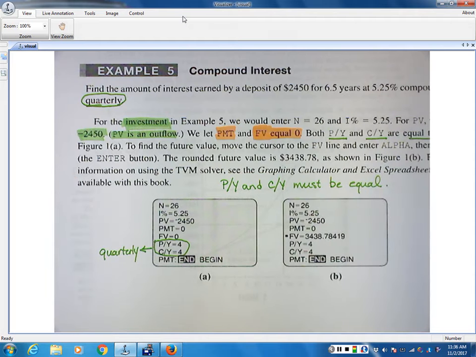And your calculator is really helpful about that because when you put in P/Y, it automatically puts that same number as C/Y. So it's not going to let you mess up. If you try to change it, it's going to change it back.